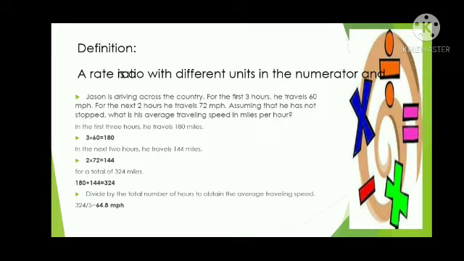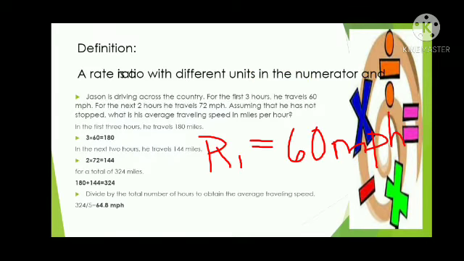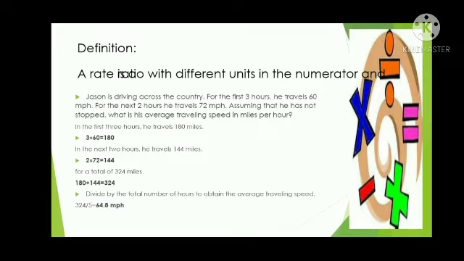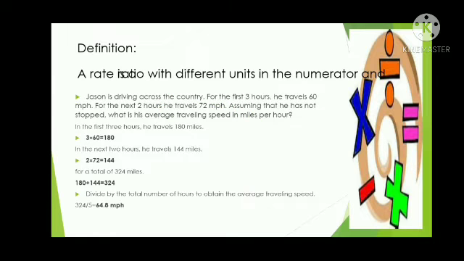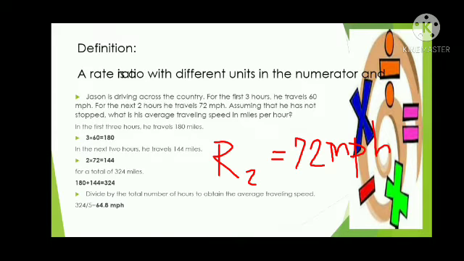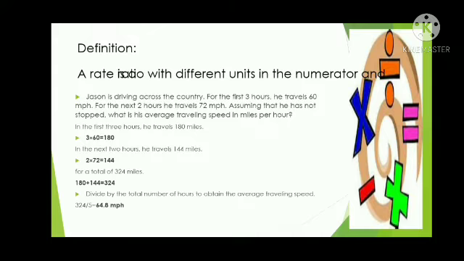Jason is driving across the country. For the first 3 hours, so the initial time is 3 hours, he travels 60 miles per hour. That is our initial rate. And for the next 2 hours, that is our next given time, he travels 72 miles per hour. Assuming that he has not stopped, hindi siya tumigil sa pag-travel niya, no? So, pag-drive niya ng kanyang sasakyan. The question here is, what is his average traveling speed in miles per hour?